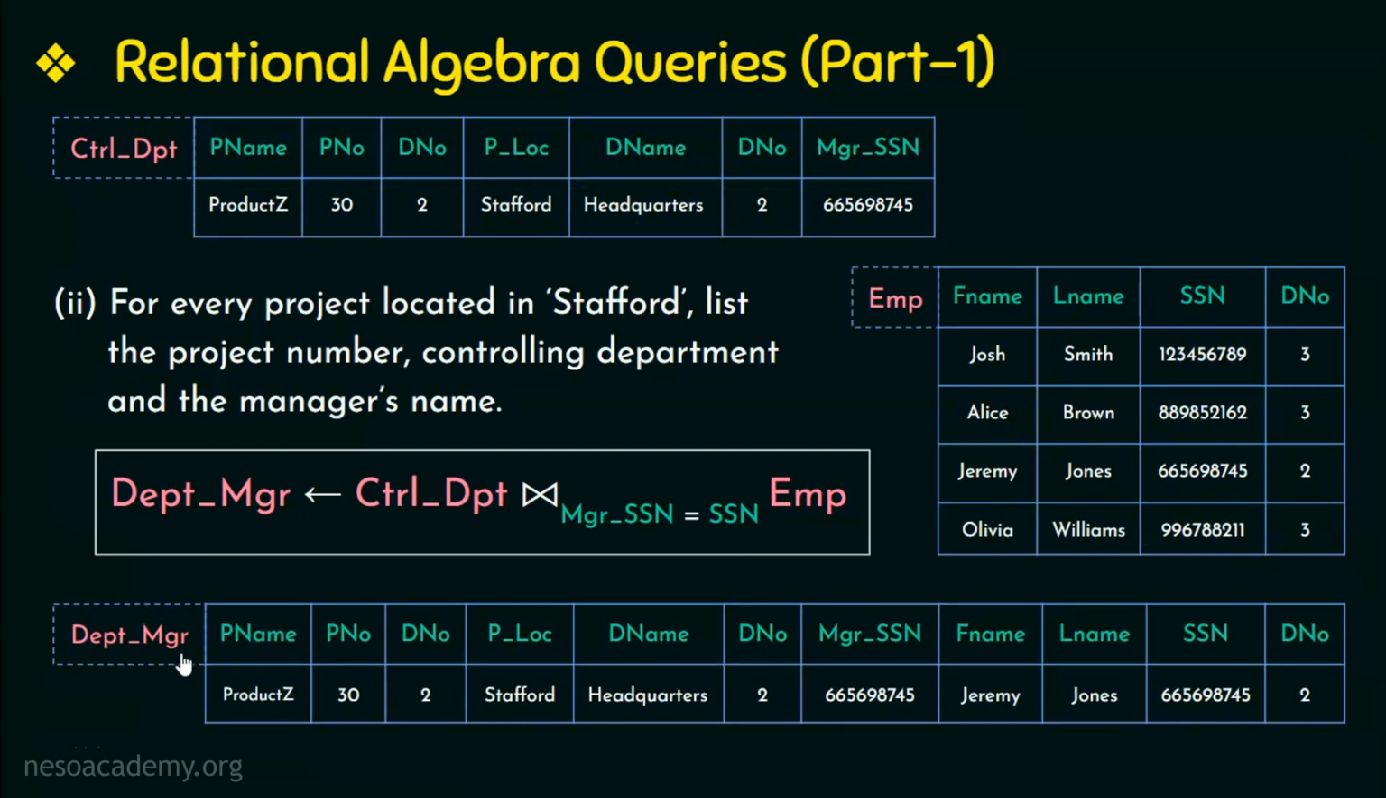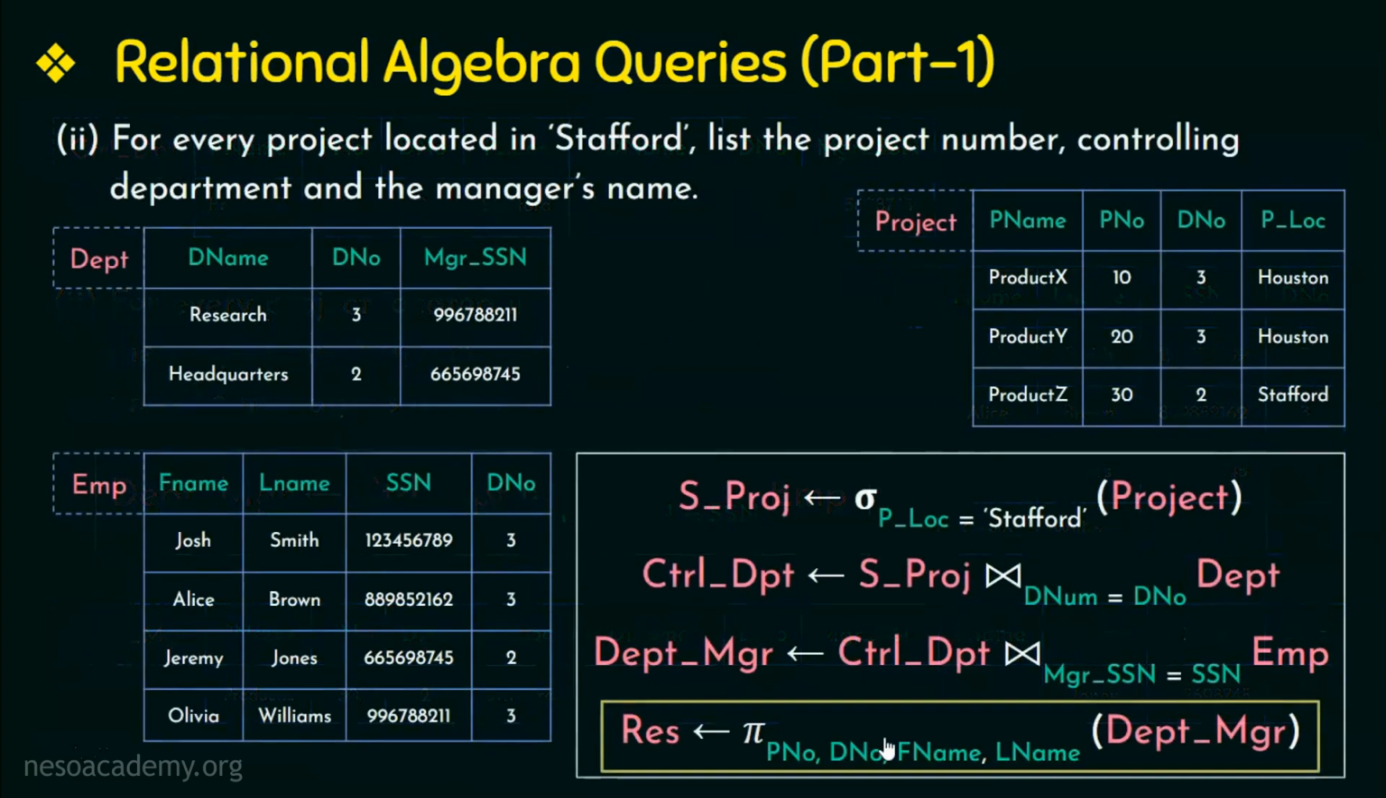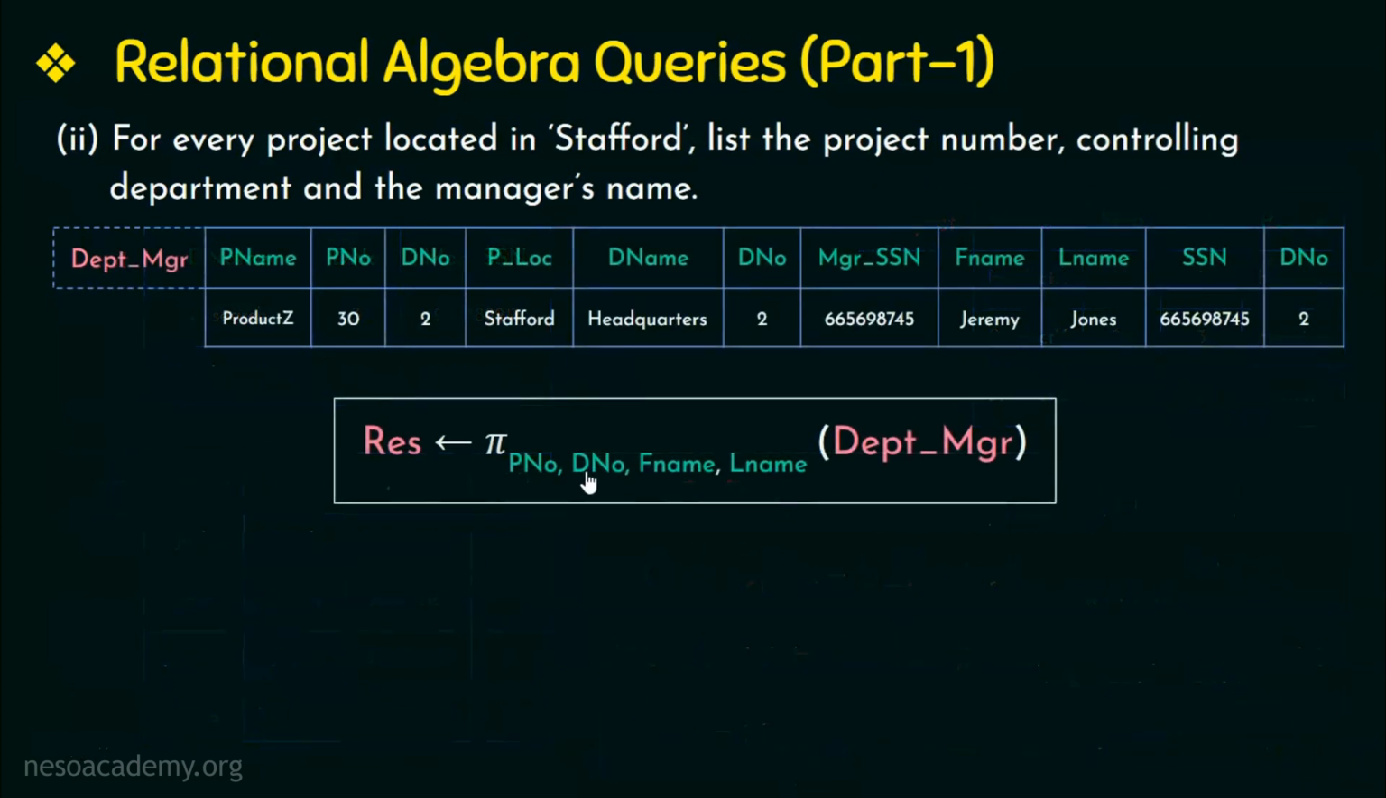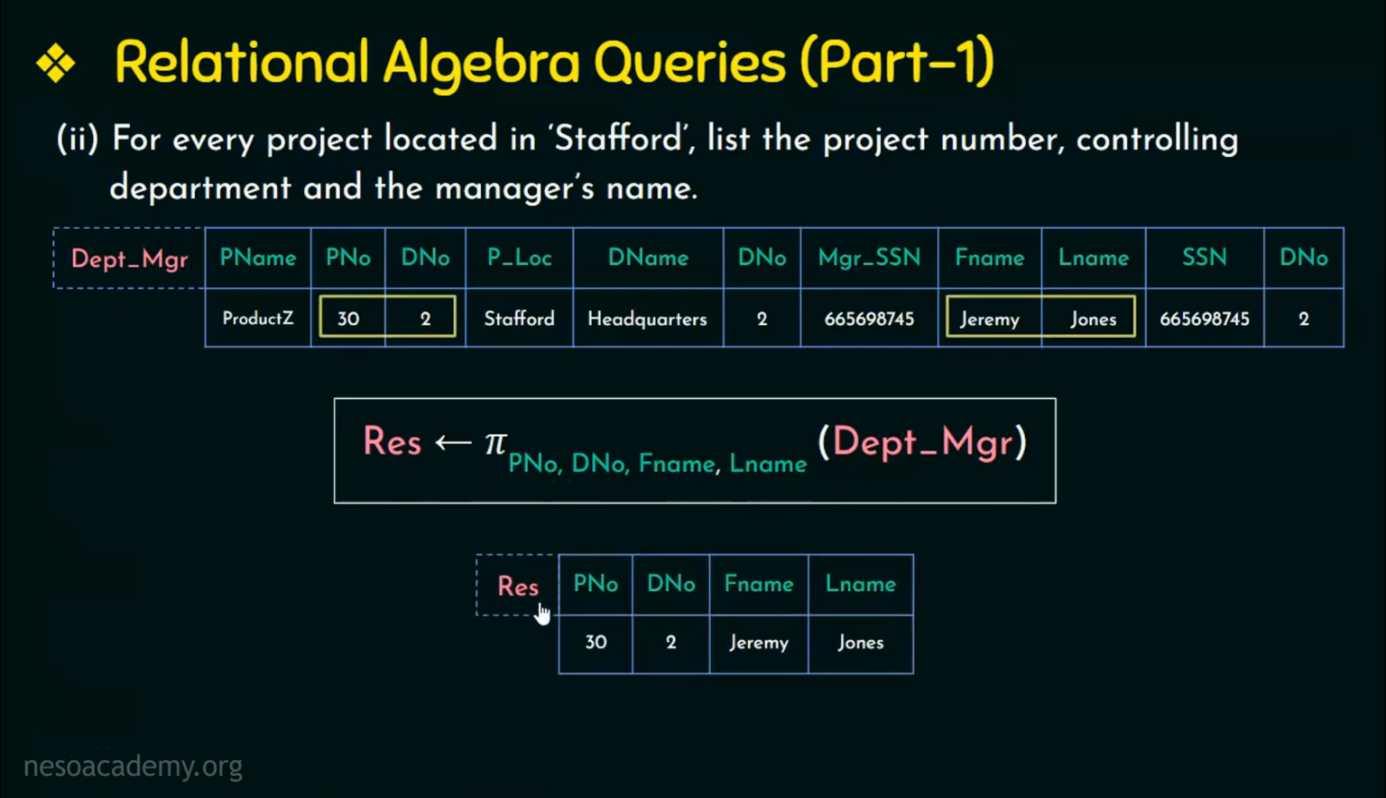Now, as asked in the question, from this relation we have the project number, the controlling department, which is the D number, and the manager's name. Since we do not need all these attributes but just the project number, controlling department, and the manager's name, we project only these three, which is the last step in the query. Let us see the result of this step. So here the P number, D number, F name and L name, that is the project number, the controlling department and the manager's name, is projected and stored in this relation. Hope you understood all the steps in this query.